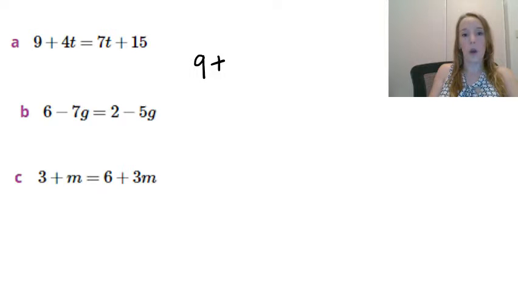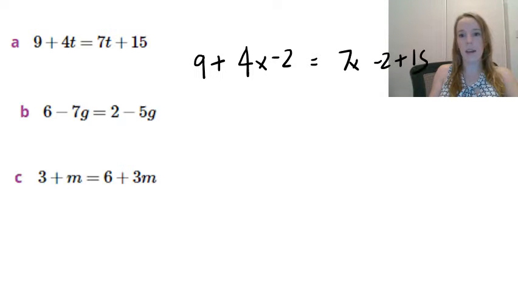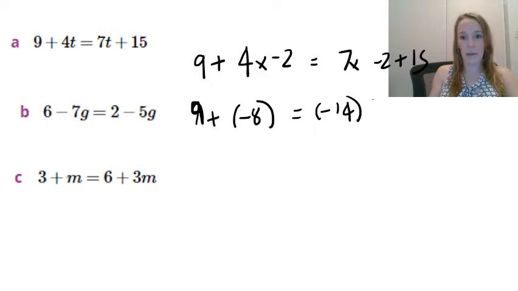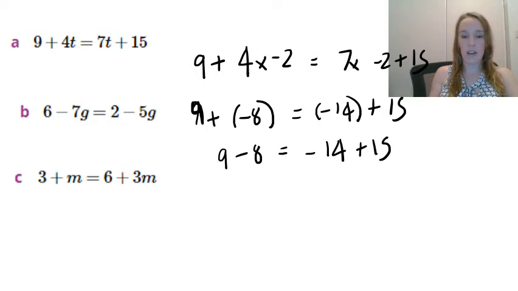9 plus 4 times negative 2 equals 7 times negative 2 plus 15. I'm probably writing on my face right about now. That's a 9, not a 4, so 9 plus 4 times negative 2 is negative 8. 7 times negative 2 is negative 14 plus 15. So 9 plus negative 8 is the same as doing 9 take 8. So 9 take 8 equals negative 14 plus 15. 9 take 8 is 1. Negative 14 plus 15 is also 1, so we know we're correct there.